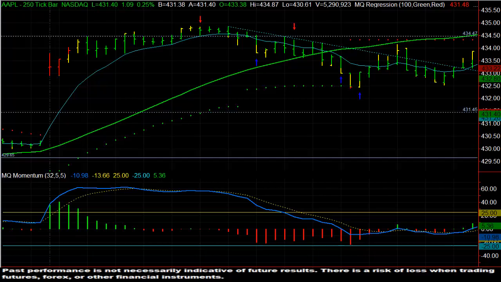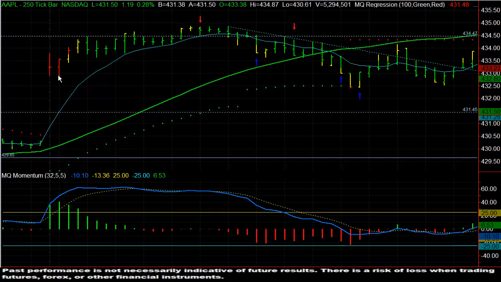This is the Options Live Trading Room Trade of the Day for Thursday, July 18th, 2013. The trade of the day came in today, again, very close to the open, good opportunity. Normally looking for gap situations, things like that at the beginning, potential bearish and bullish divergences. But Apple on a 250 tick bar chart gave us a good opportunity today.